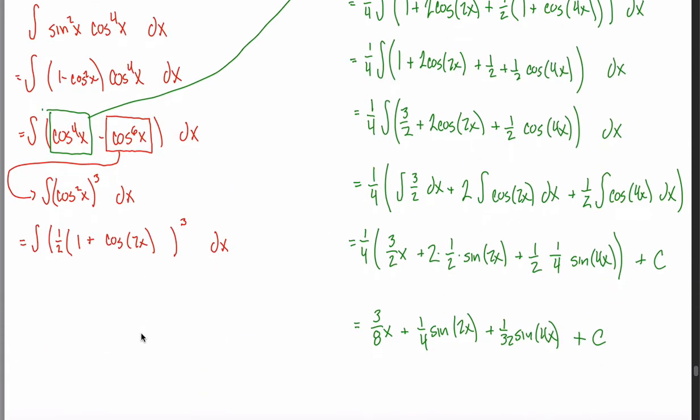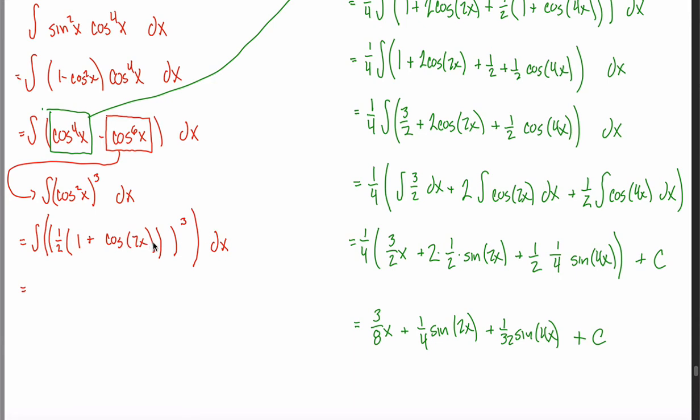This is going to be miserable. I don't even know if I'm going to finish this. Be really careful with your parentheses. We want the 1/2 to be multiplied by 1 plus cosine of 2x, but then we want that entire 1/2 and 1 plus cosine of 2x to be cubed, and then we want the integral of that entire thing. It's just a parenthesis nightmare.